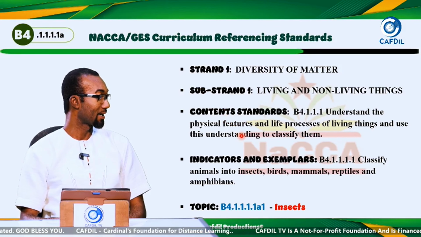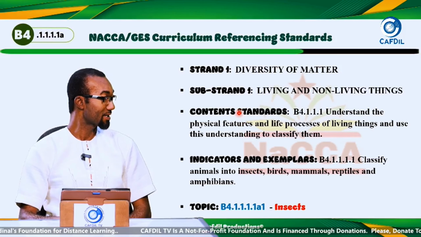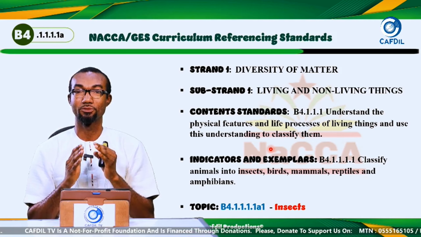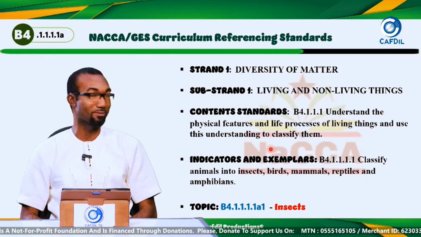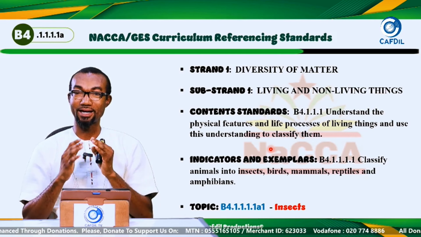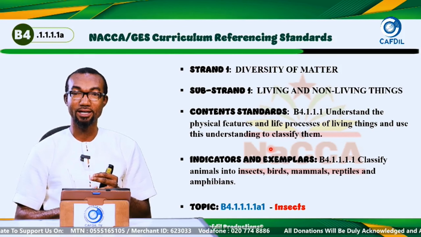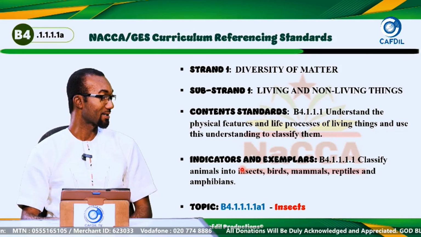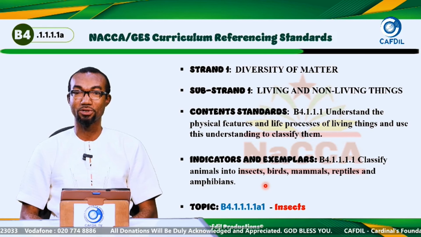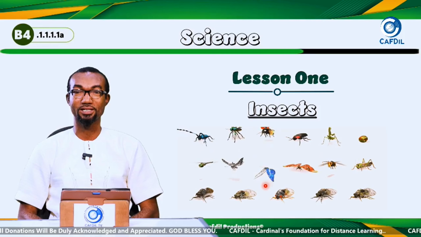Then the content standard tells us that at the end of these lessons, you will understand the physical features and life processes of living things and use them to understand or classify them. You also look at the indicators and examples. So at the end of this series of lessons, you can classify animals into insects, birds, mammals, reptiles, and amphibians. But today, this lesson begins with insects. So our lesson for today is on insects, which is lesson 1.